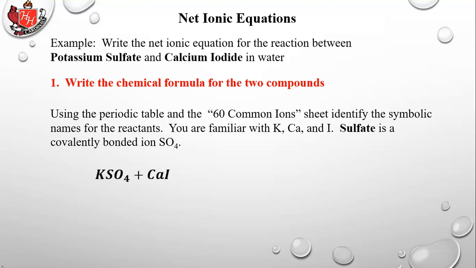So KSO4. You need to get SO4 off of the 60 common ions. It's not an element. Only elements are on the charge numbers by ions periodic table. So you have to go to the 60 common ions and look at the third section down, and you'll see sulfate there. So those are going to bond, and then you have calcium iodide.